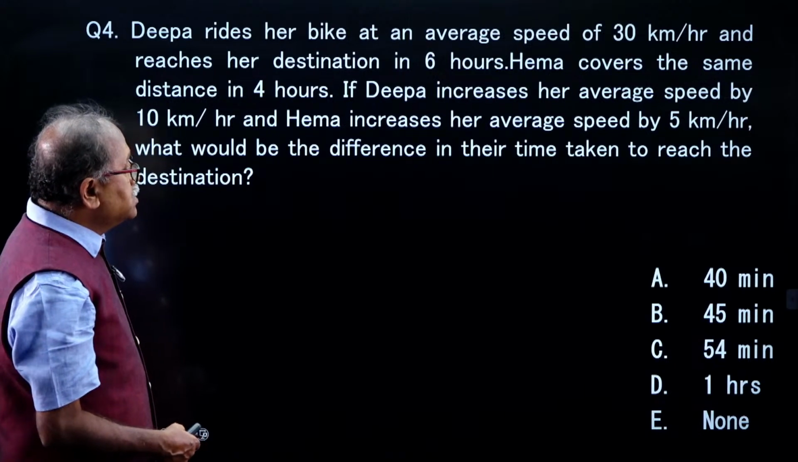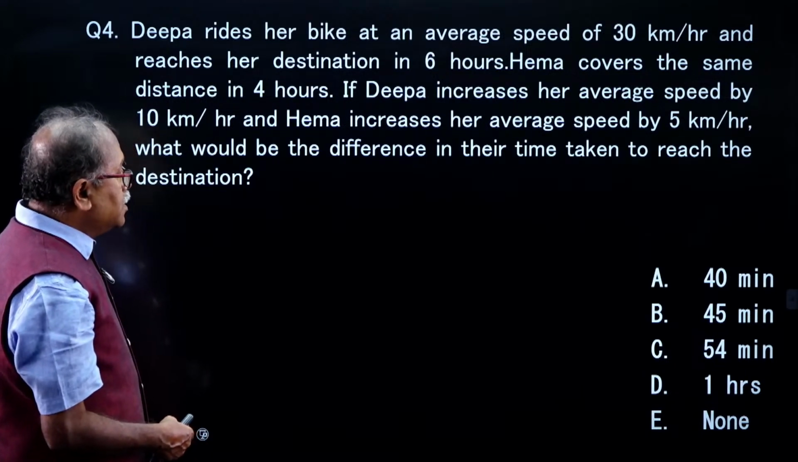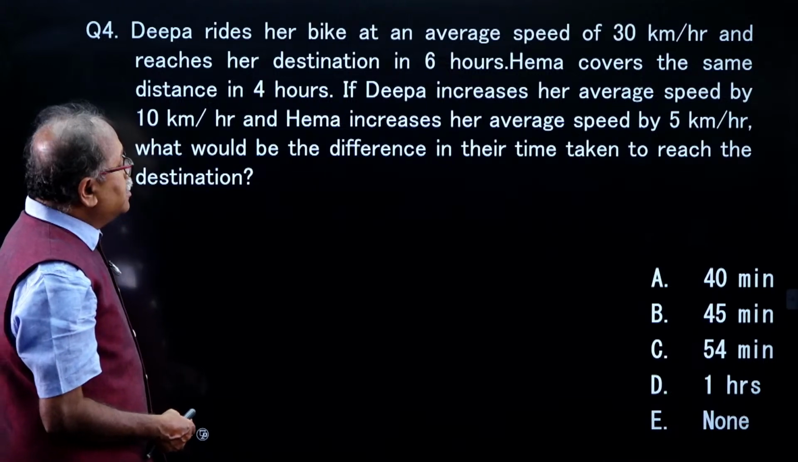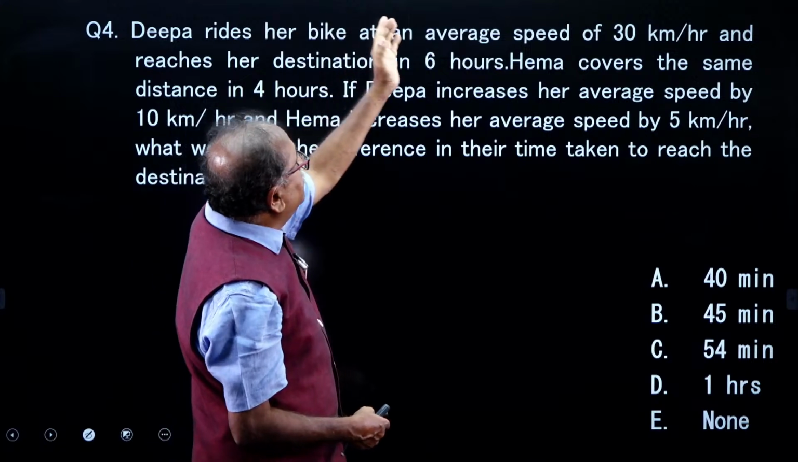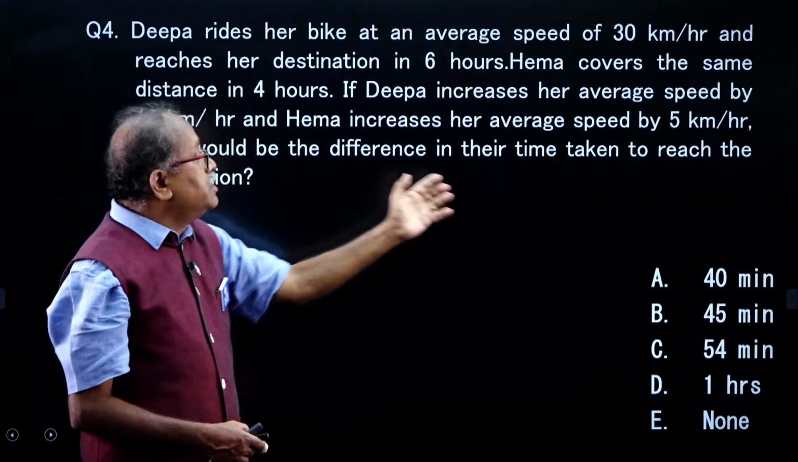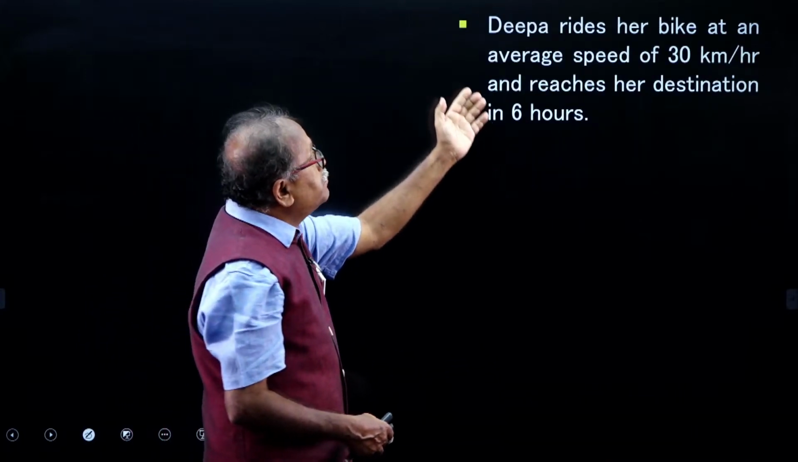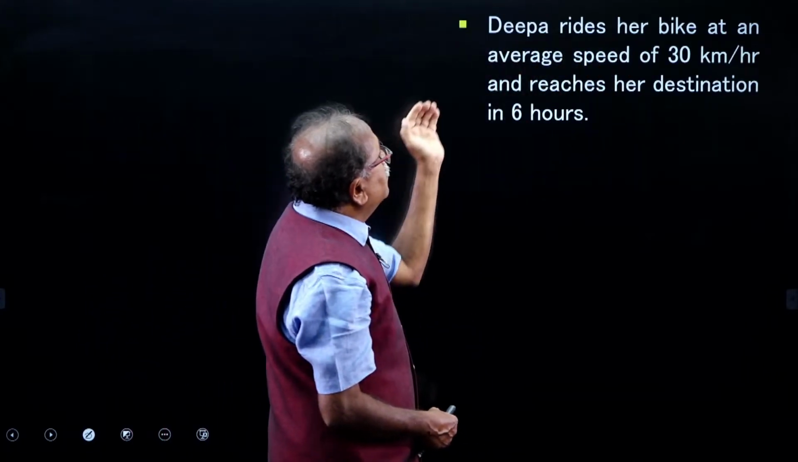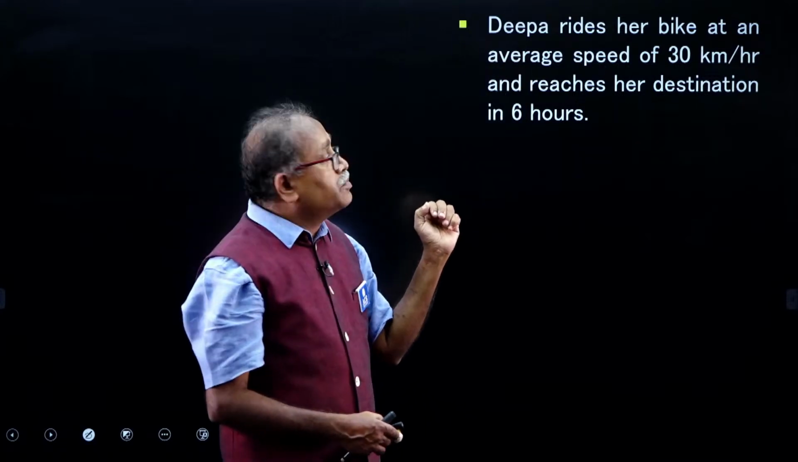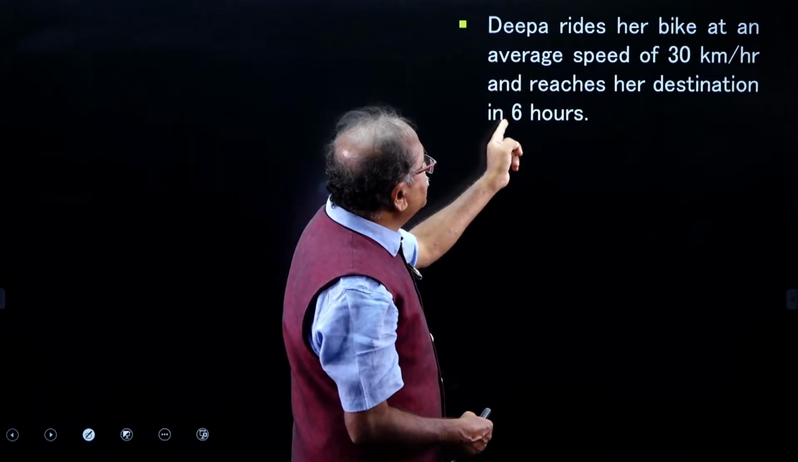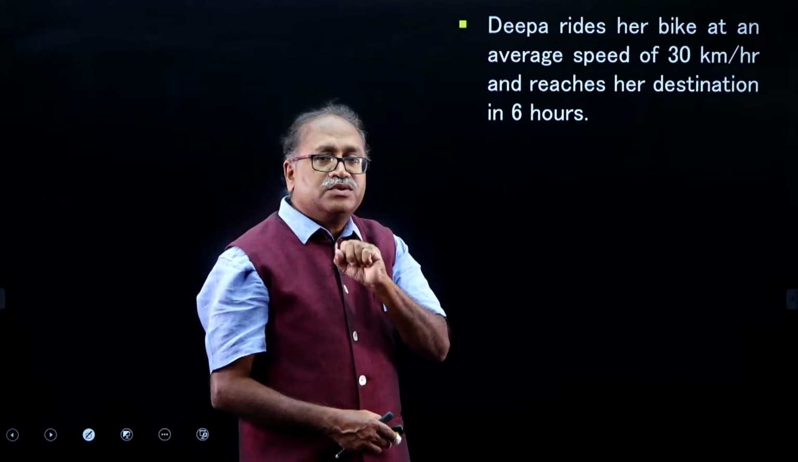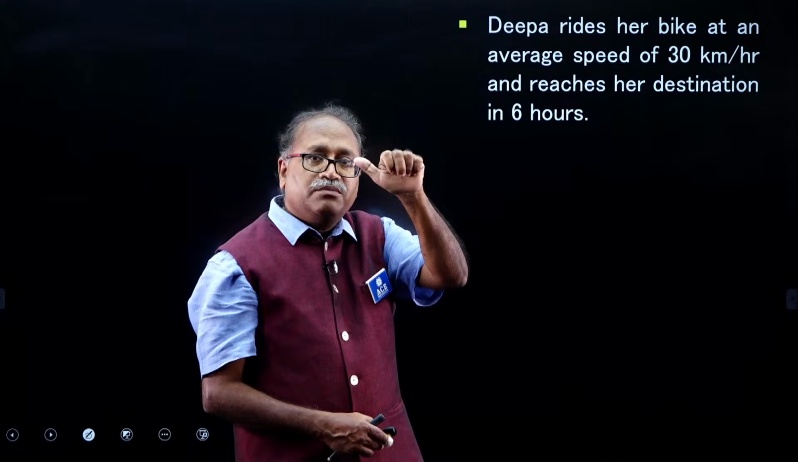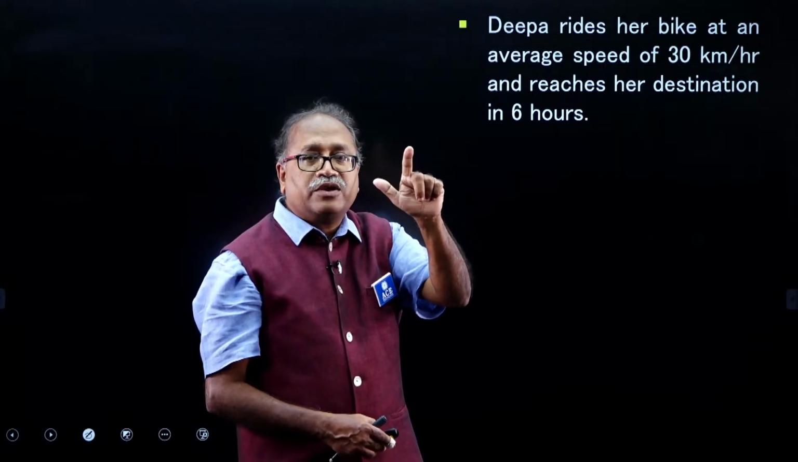What is this question? Let us again take this question on a piecemeal basis. Deepa rides her bike at an average speed of 30 km per hour and reaches her destination in 6 hours. Can I get the distance by using this information? I have the time and I have the speed, so I can find out the distance.